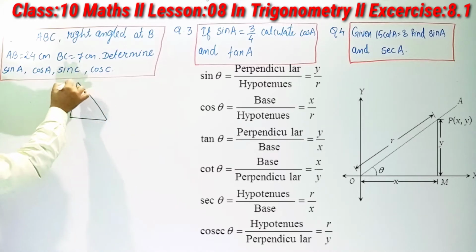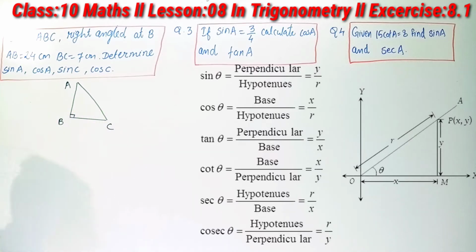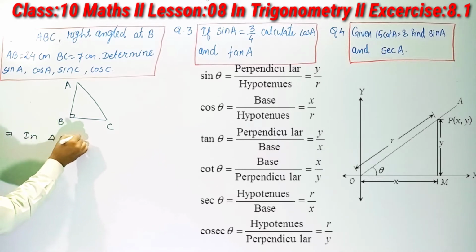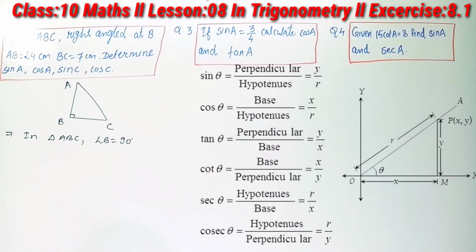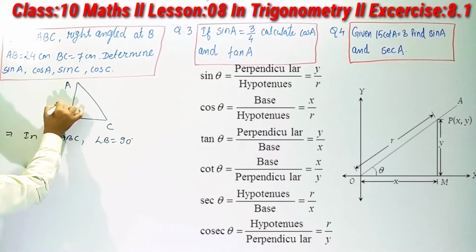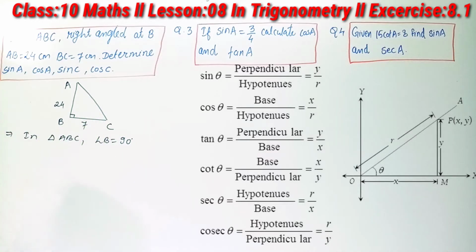This is triangle ABC. B is 90 degrees. So in triangle ABC, angle B is 90 degrees, right students? For a right angle triangle, we can apply the Pythagoras theorem, because here you can see that the side AB is 24 centimeter and the length of the side BC is 7 centimeter. So applying the Pythagoras theorem, we can find out the value of AC. AC is the hypotenuse, right?